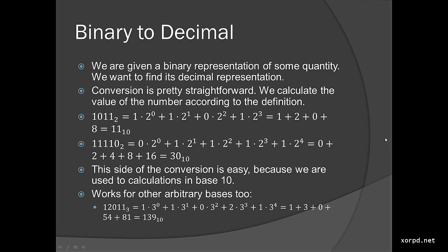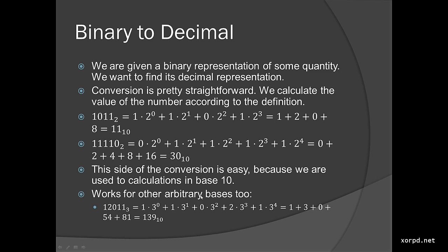This side of the conversion is pretty easy, mostly because we are used to calculation in base 10. So we could actually calculate this part or this part very easily. Why? Because we know how to multiply in the decimal base and we know how to exponentiate in the decimal base. So it is mostly easy.